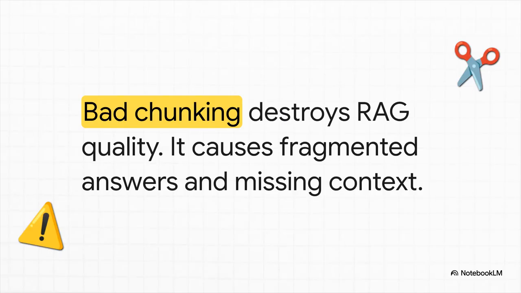But before you can embed all your documents, you have to physically cut them up. You literally cannot just throw a 500-page PDF into an embedding model. You have to break it down into smaller semantic pieces called chunks. Why? Because an LLM's context window is limited, and retrieval works infinitely better on highly focused, bite-sized information. Bad chunking will absolutely destroy your RAG quality. If your chunks are too big, the specific context gets lost in the noise. If they're too small, the answers get totally fragmented.